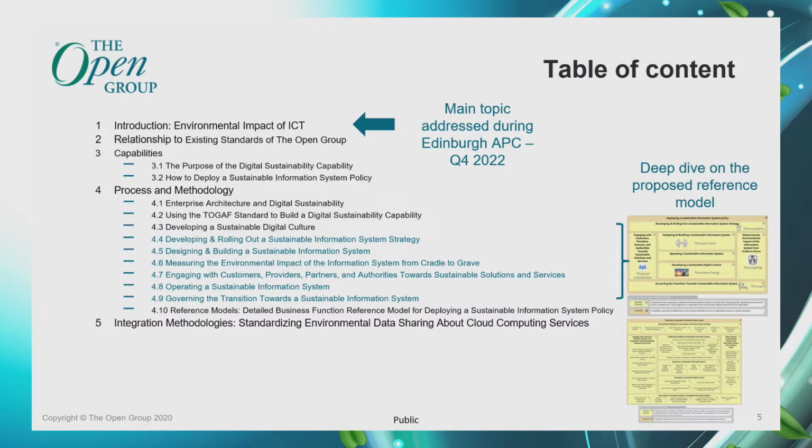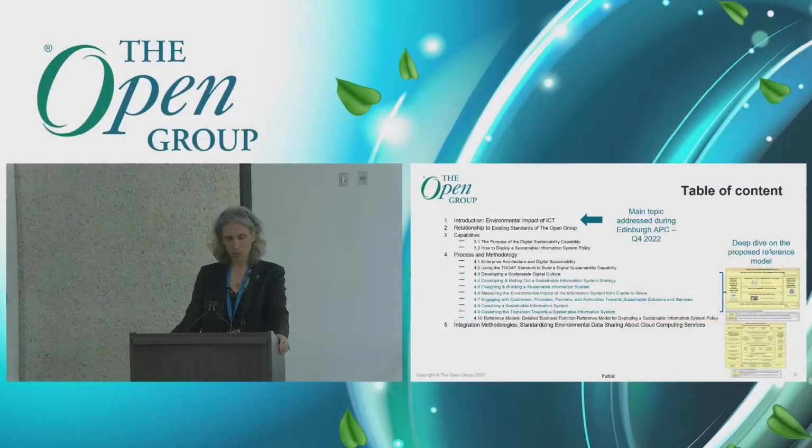Then we have a chapter that is explaining the relationship to existing standards of the Open Group, because the idea is to make things consistent. Then we describe the capability, so the purpose of the digital sustainability capability, and how to deploy a sustainable information system policy. So we will go through that.